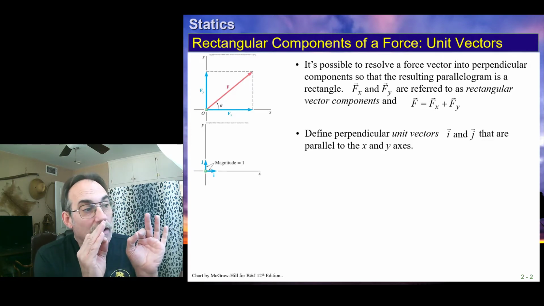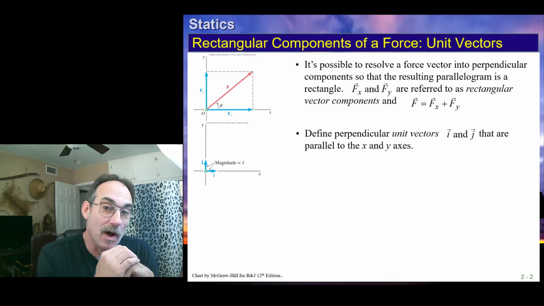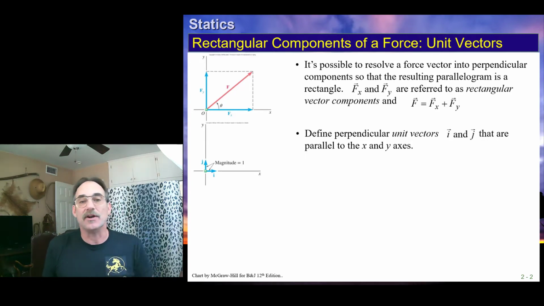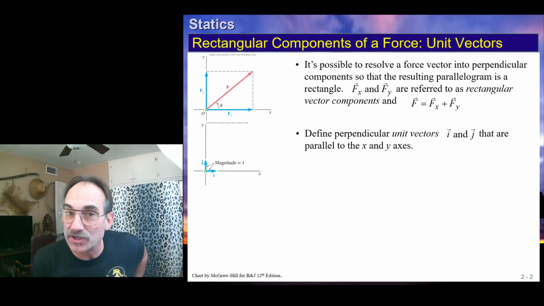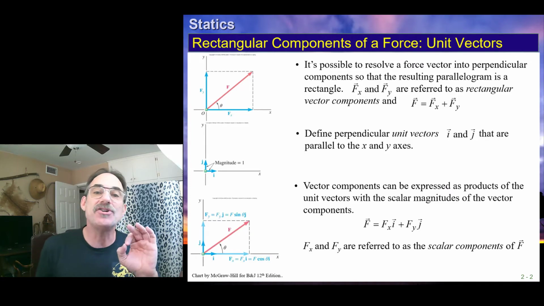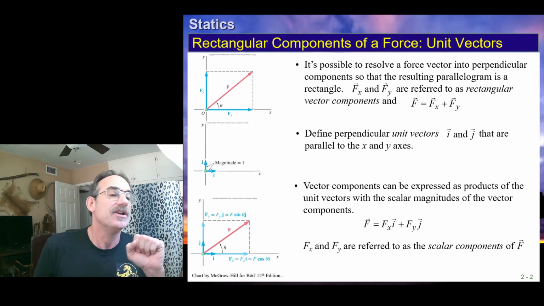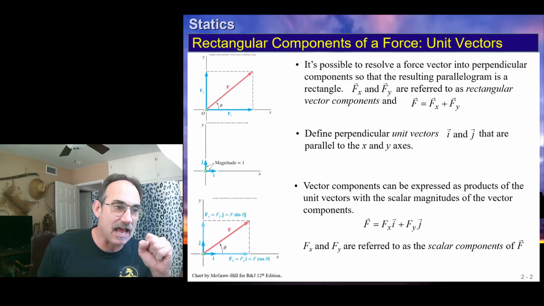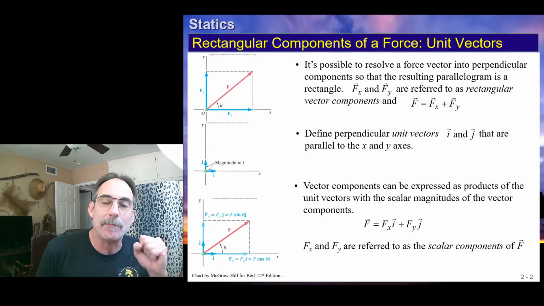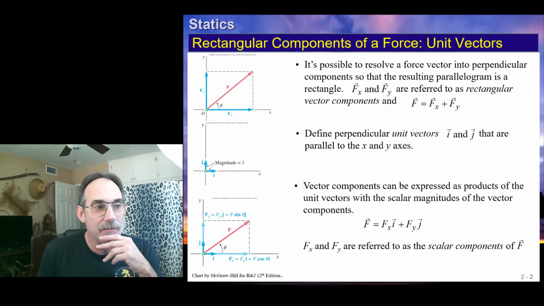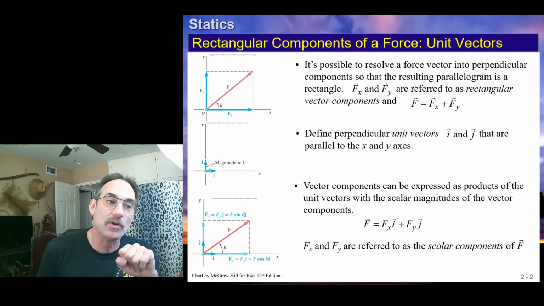Since we've defined our unit vectors of magnitude 1, i and j, in the x and y directions, we now can write our force vector as a function of those unit vectors. So we can say that vector force F is the magnitude of the x component in the i direction plus the magnitude in the y direction times the j unit vector. And that defines the total vector F.